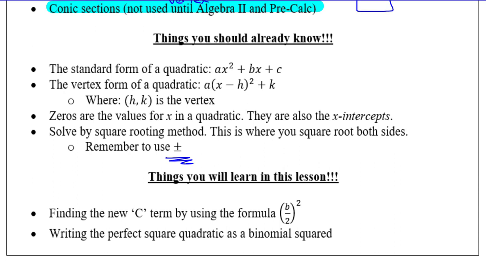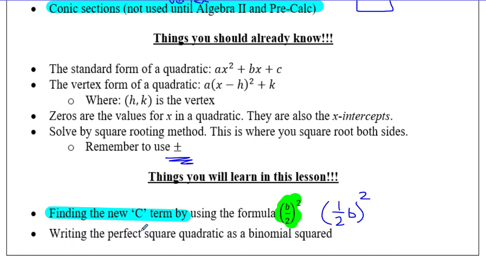Things that we're going to learn in this lesson. We're going to do something called finding the new C term. Let me highlight that right here. We have a formula here, and I know it's confusing because it looks a lot like negative b over 2a, but it is not the same as negative b over 2a. So you're just going to have to remember this. This is just your b term divided by 2, which is also the same thing as saying 1/2 of your b term, and then we're going to square it.